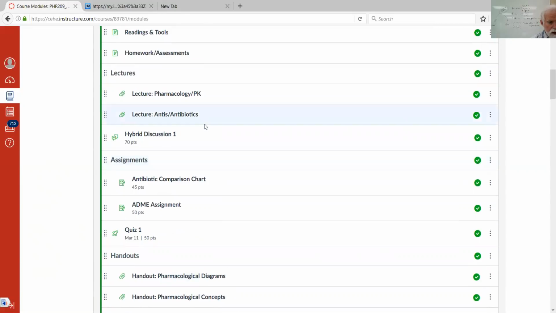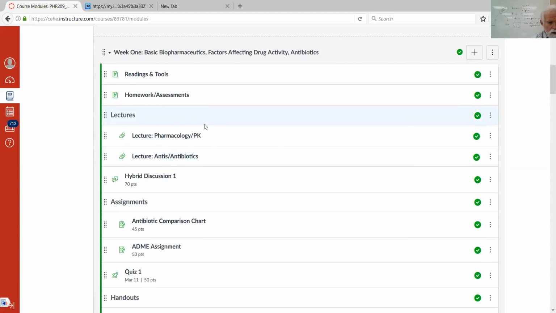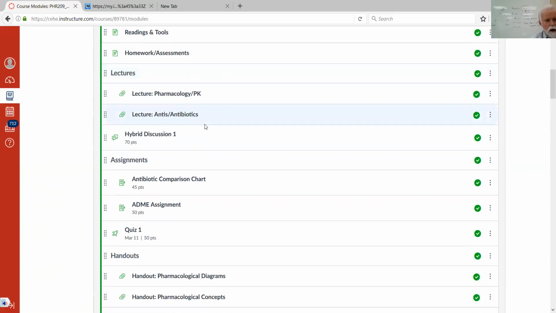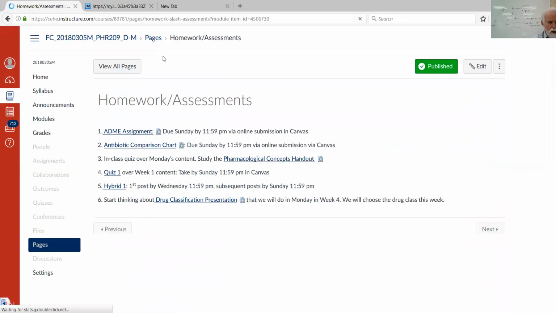Remember, we have a discussion this week. It's called a hybrid discussion. Hybrid merely means you're going to do part of it online. So we have a discussion for the week. It has to do with the ADME process, pharmacokinetics. Remember, you're supposed to pick one part of that ADME and study that and give some information about it. We have the antibiotic comparison chart, which I gave you on Monday. It's due at the end of this week as well.